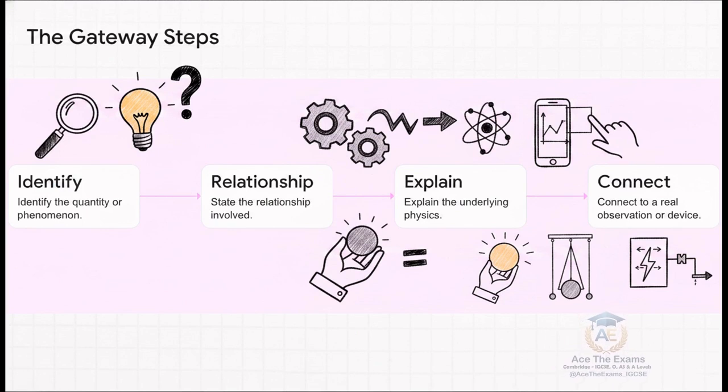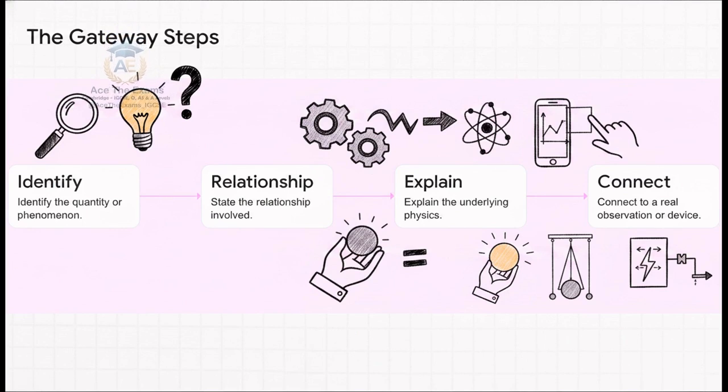Step 1. Identify. That's your point. You identify the phenomenon, like recognizing a pair of interacting forces. Step 2. State. That's your evidence. State the relationship involved. For example, the forces are exactly equal in size but opposite in direction. Step 3. Explain. This is the core explanation. Why does it happen? Well, they must act on 2 different objects. And step 4, connect. This is the link. Connect it back to a real observation.